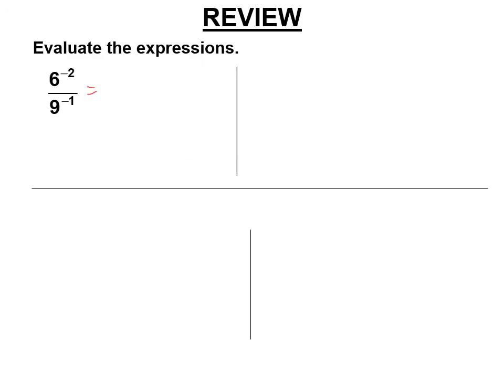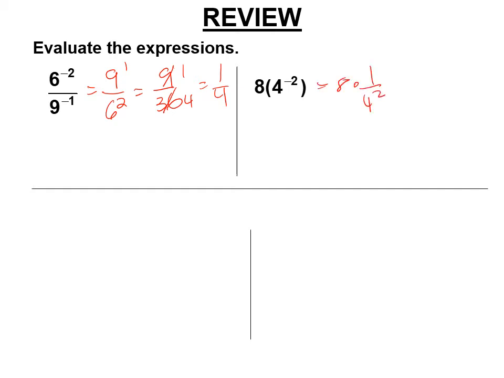Okay, so it says evaluate it. First thing you do, get rid of the negative exponents. So this is 9 over 36, but you have to simplify that fraction, right? 9 goes into 36 4 times, so this is 1/4. The 8 stays where it is, and that becomes 1 over 4 squared. And so you get 8 over 4 squared, which is 8 over 16, which simplifies to 1/2.